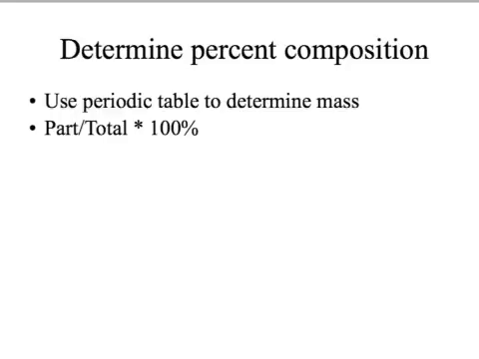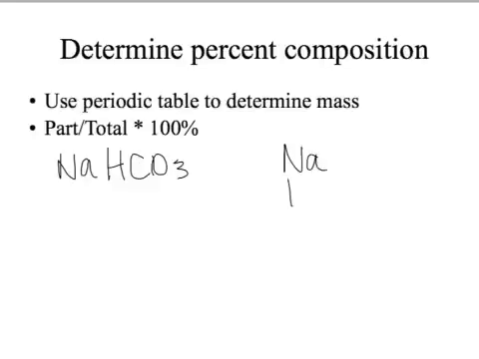Now we're going to determine percent composition. Again, you're going to have to use the periodic table to determine mass. We're going to look at baking soda for our example. Remember, baking soda is NaHCO3. So I need to find the total mass of Na, H, C, and then 3 times oxygens because we have this 3 subscript right here.